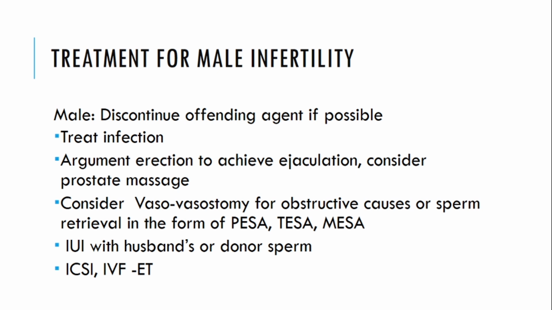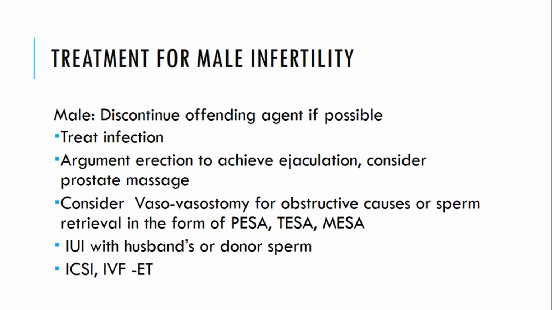For instance, if a man is on anabolic steroids because he wants to exercise, tell him that this might not be good for him. If he smokes, he should stop smoking. Alcohol, he should reduce alcohol intake. Treat infections, concurrent infections, when necessary. Augment erection to achieve ejaculation. For instance, you can use sildenafil citrate. Consider prostate massage for those that have spinal cord issues.